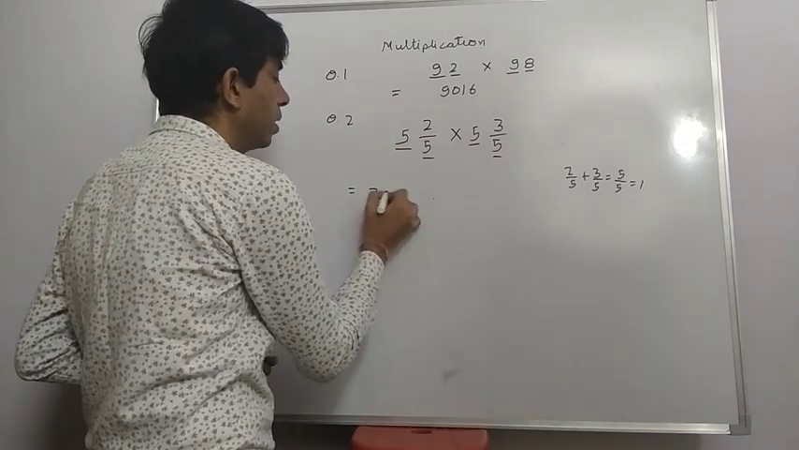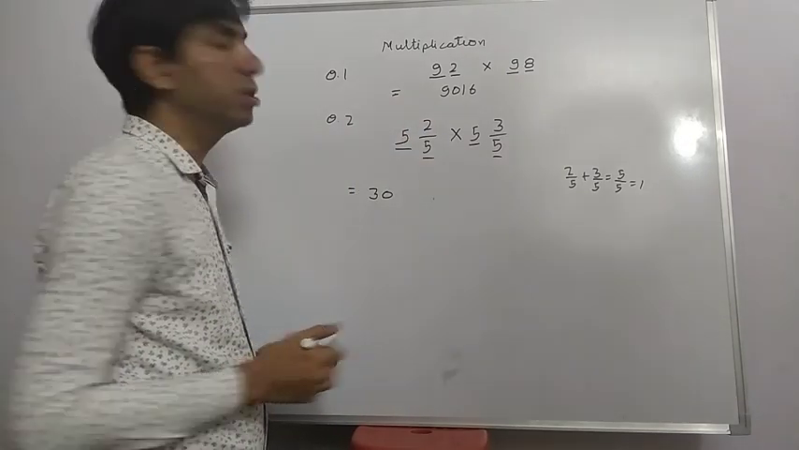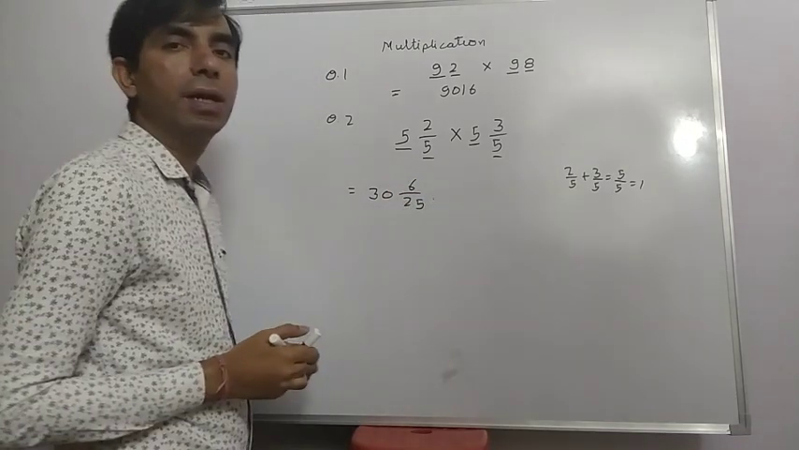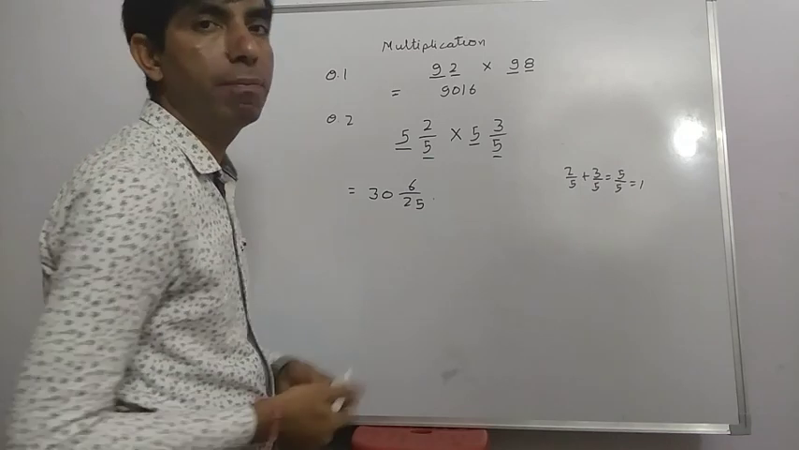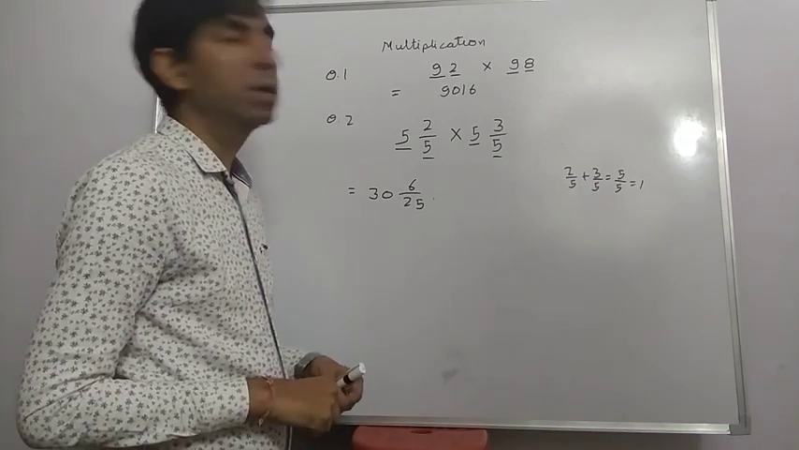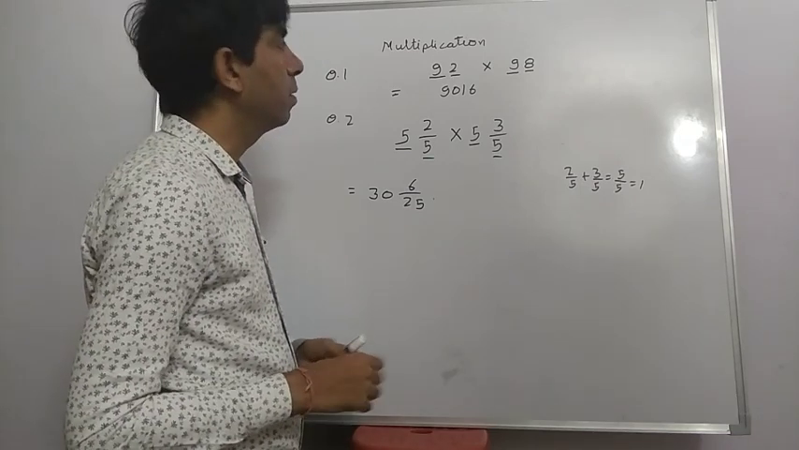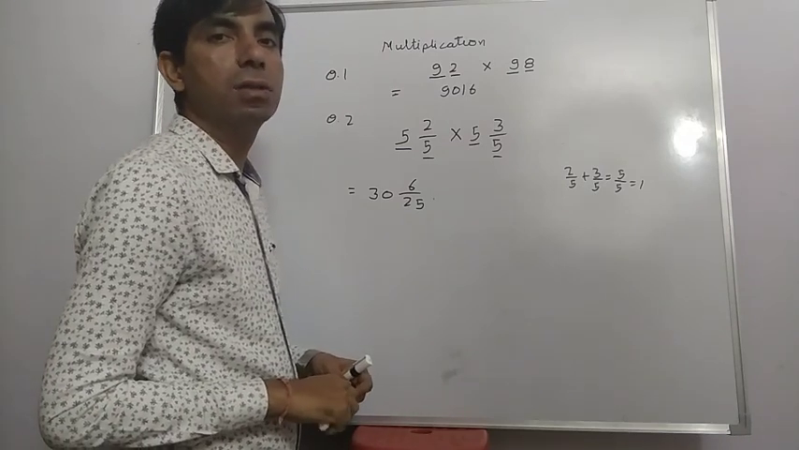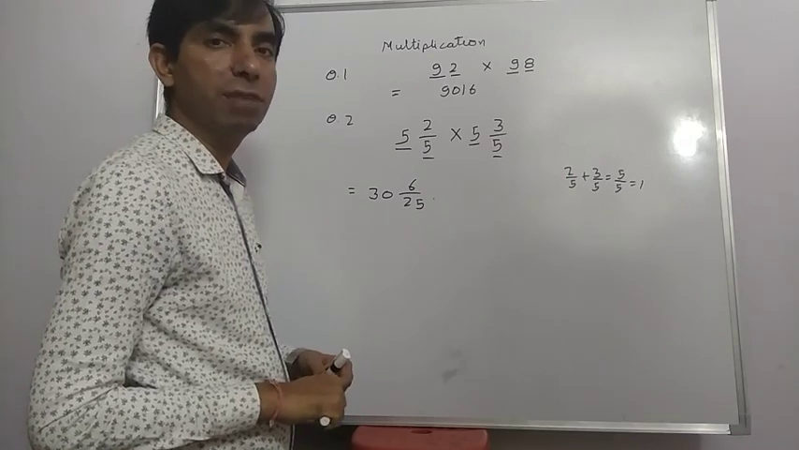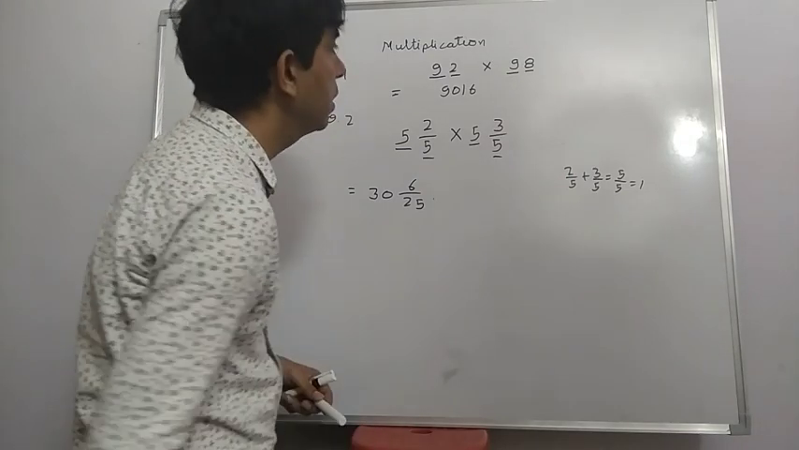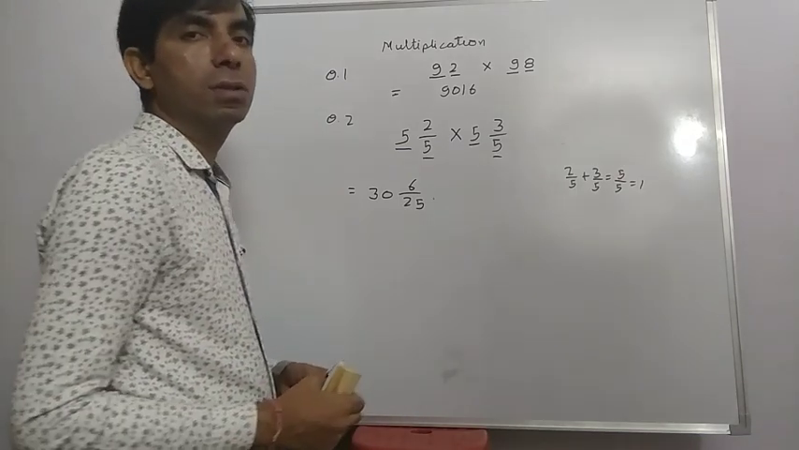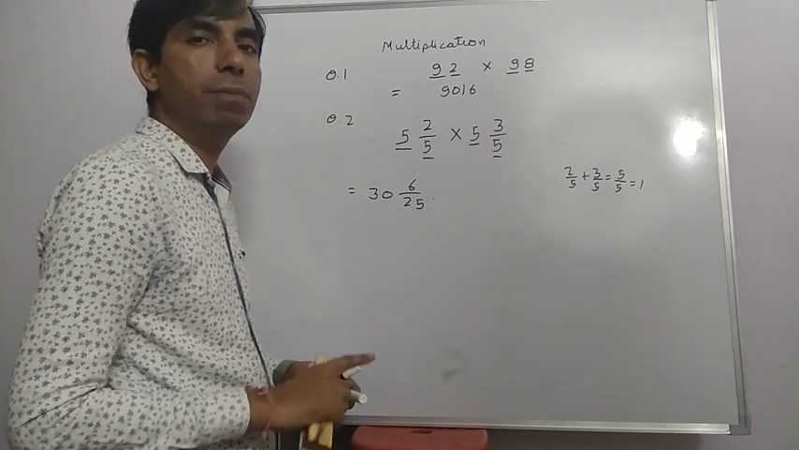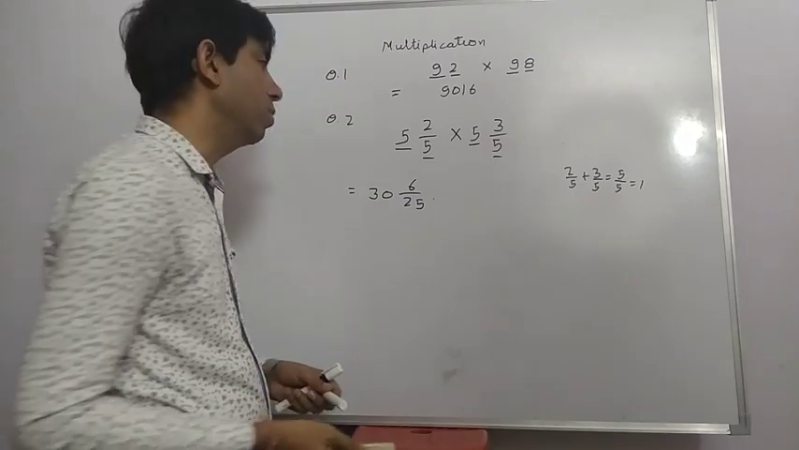5 times 6 is 30, and the other parts are multiplied by each other: 2 times 3 is 6 and 5 times 5 is 25. In this way we can multiply a lot of numbers made of two parts, where the first part is the same and the second parts are different but their sum is a place value. Again I am repeating that we use this method only for numbers whose first part is the same and whose second parts sum to a place value.